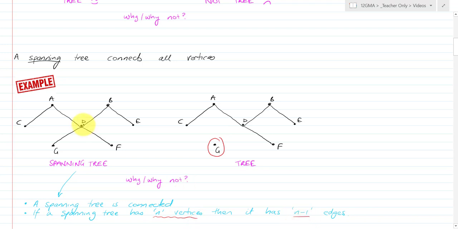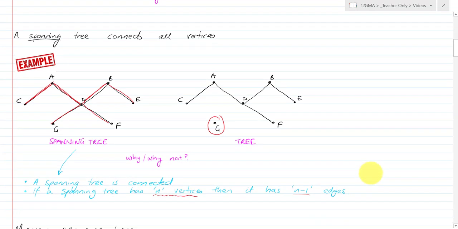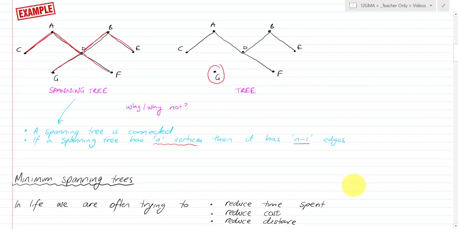Think of it like this. If I start with this one here and I connect A and C, that's 2 vertices connected by 1 edge. And each time I want to add an additional vertex, I have to add an additional edge. So I always end up being 1 vertex ahead of the number of edges that I have. So in this case, I've got 7 vertices and 6 edges. So a spanning tree will always have n vertices and then 1 less edge. And that's another way you can verify if it's a spanning tree, particularly if you're not given it in a graph form.